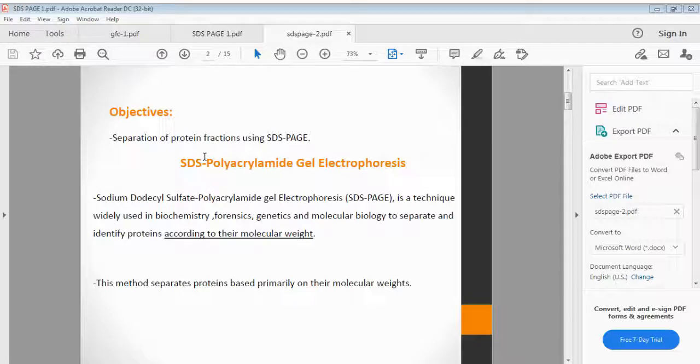Now this is the procedure for separation of the protein using SDS-PAGE. So the objective of the study is the procedure you can follow: separation of protein fraction using SDS-PAGE.